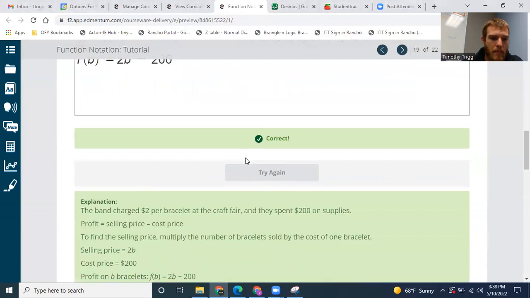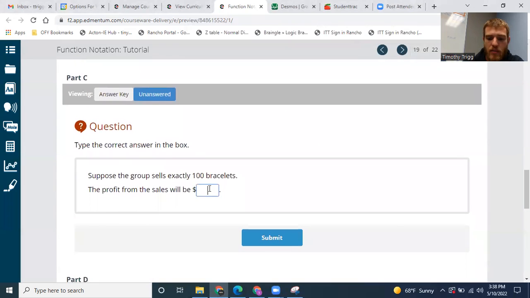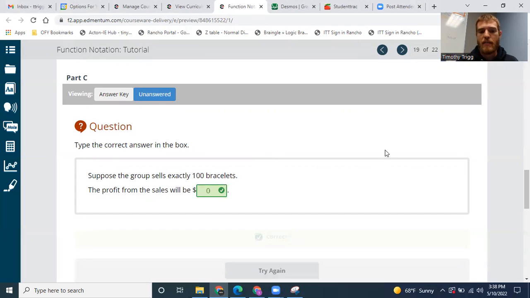Well, what does that mean? So our answer will be 0. That means if they sell exactly 100 bracelets, then they broke even, meaning they didn't gain any money, they didn't gain any profit, but they also didn't lose money. So at this 100 bracelets is their break-even point.